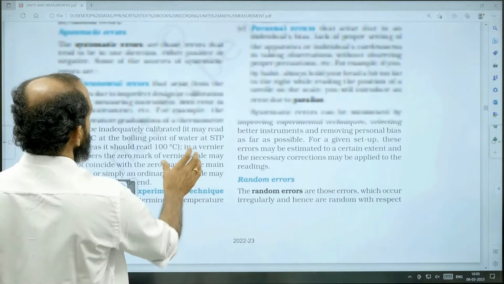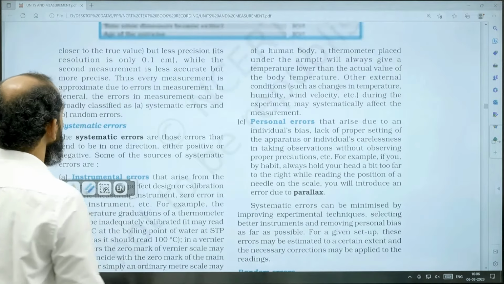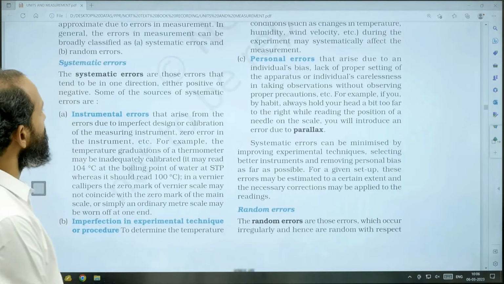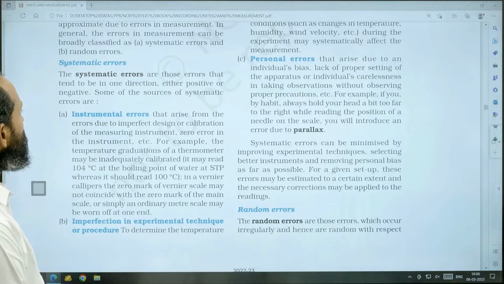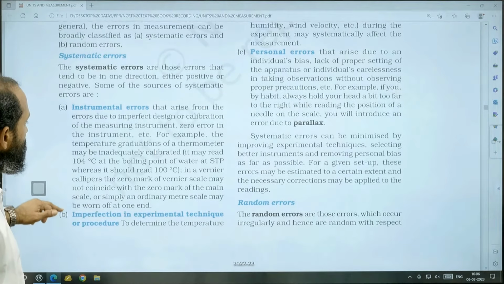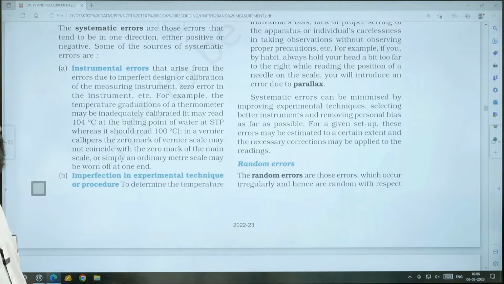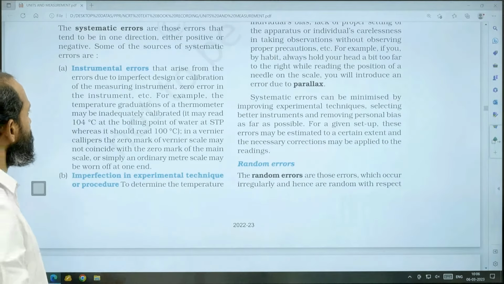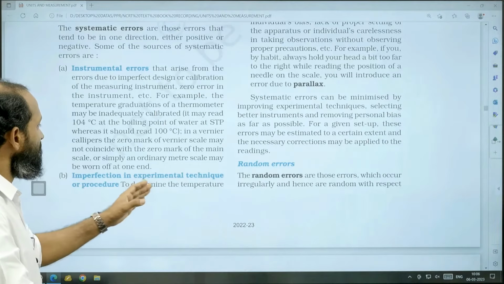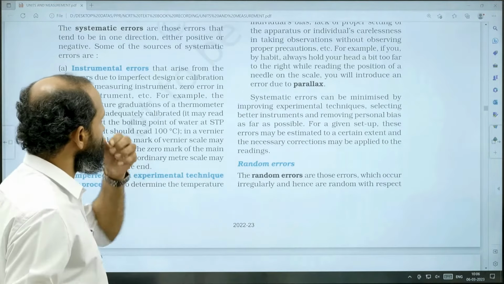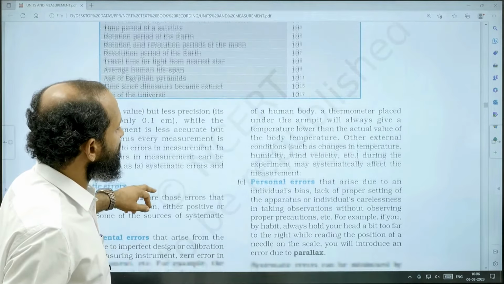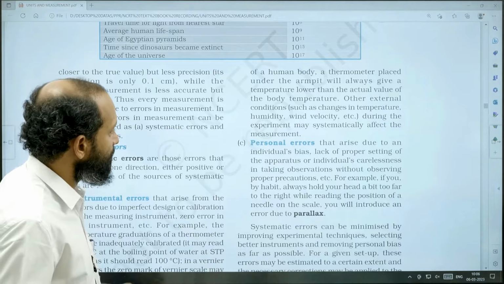The errors can be classified into systematic as well as random in a broad sense. Systematic errors are systematically introduced. Instrumental error is one based on the instrument. Zero error is an instrumental error. Imperfection in technique or experimental procedure is another one. Personal error is another one, based on personal bias.